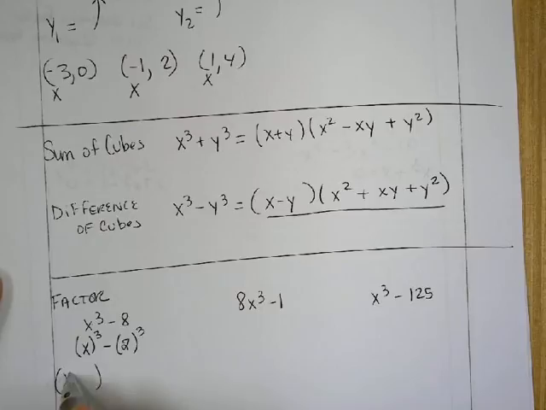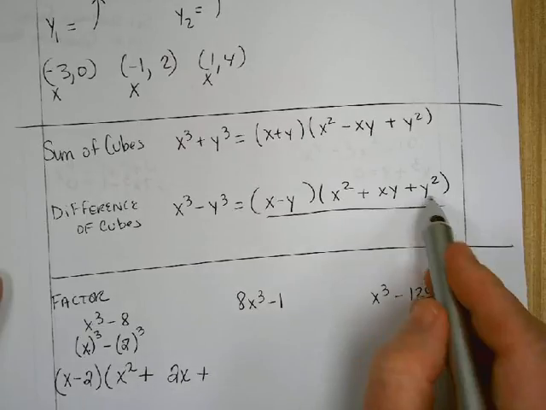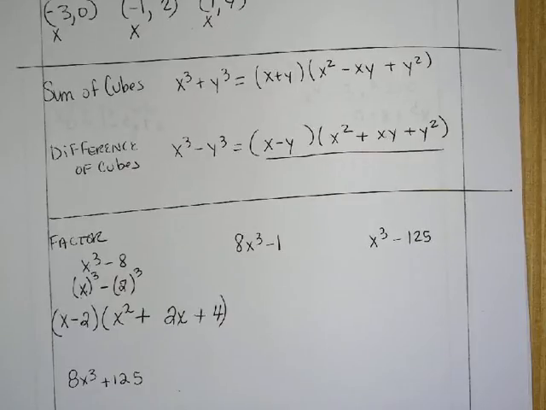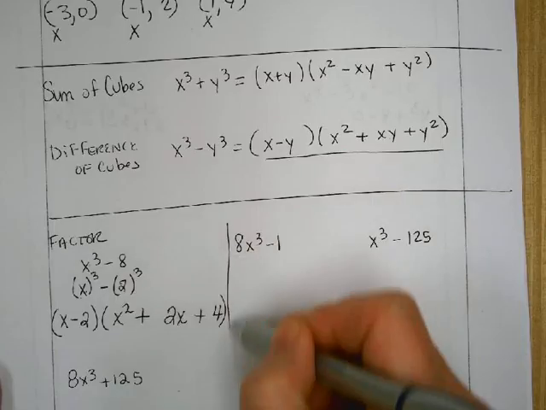X minus 2 times, what do we have here? X squared plus x times y. In this case, x is x and y is 2, and so you multiply them together and you get 2x plus y squared. What's the y value in this problem? 2, and when you square it, you get 4. No, it's not -2. You kind of isolate the number over here. You treat that minus sign as part of the formula. Okay, next, 8x cubed minus 1.